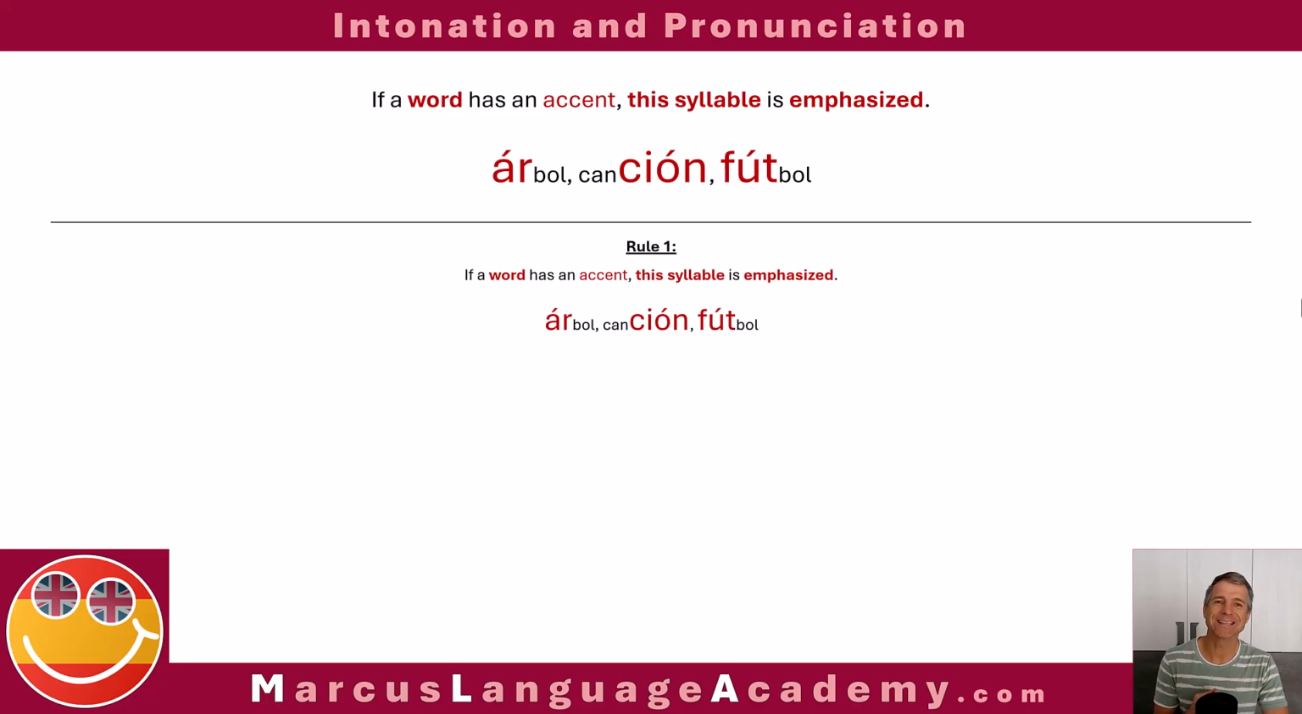Next word is canción. It's song. We have an accent over the O, so it's canción. We emphasize this one. And we have fútbol, okay? And we need to say fútbol. And it would be wrong to say futbol, okay? Fútbol. So this is our rule number one. If we have an accent, we emphasize this syllable.